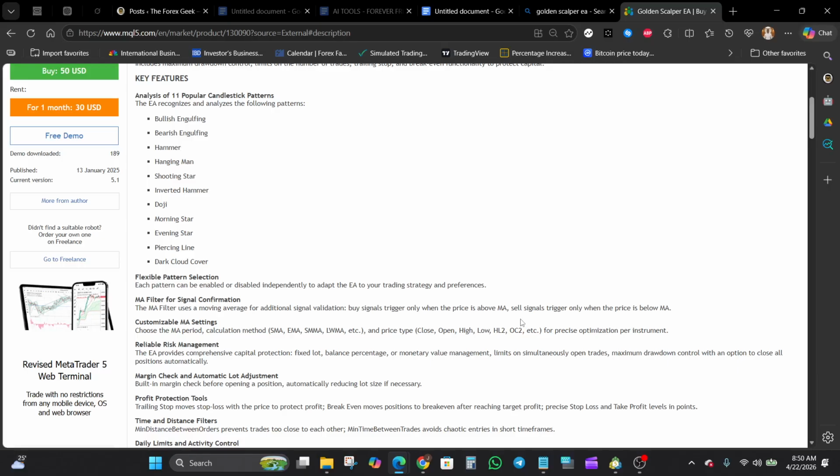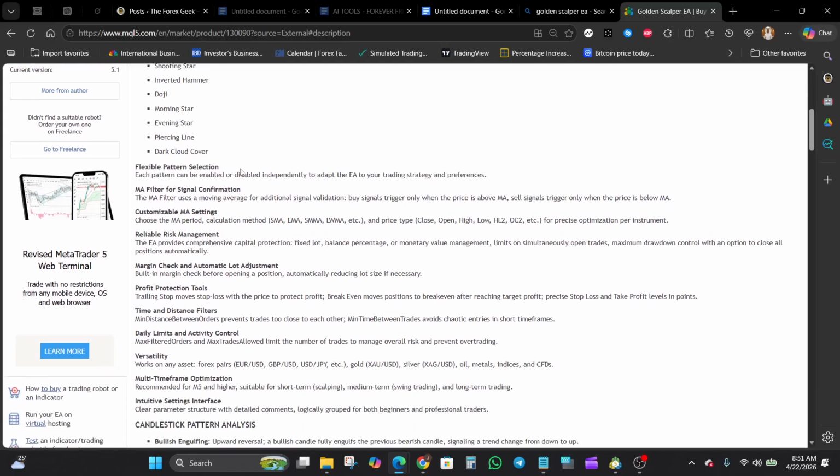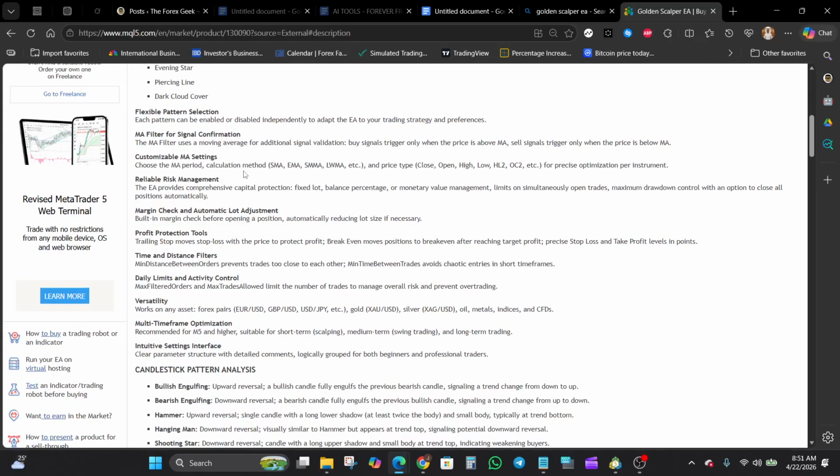The core of this EA is candlestick pattern recognition. So instead of relying on indicators alone, it's looking at price action, patterns like the engulfing candles, the dojis, morning stars, and so on, right? So the advantage here is that candlestick patterns are widely used and can be effective for spotting reversals or continuation setups, right? But the limitation is that patterns alone can generate false signals, especially in choppy or low quality market conditions. Now, that is where the moving average filter comes in.